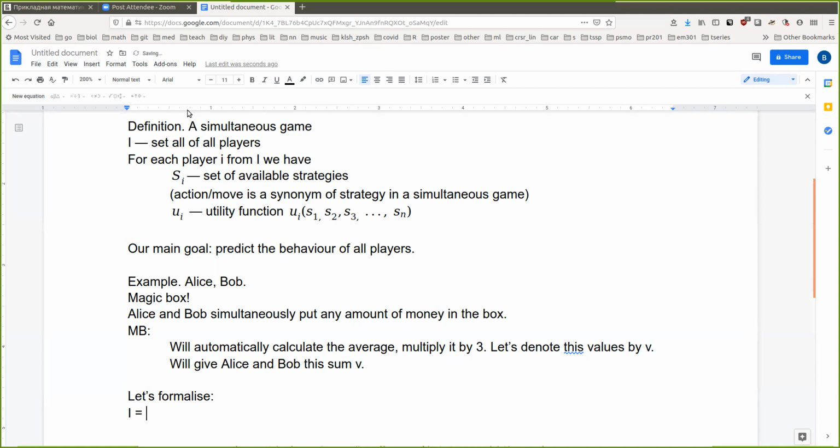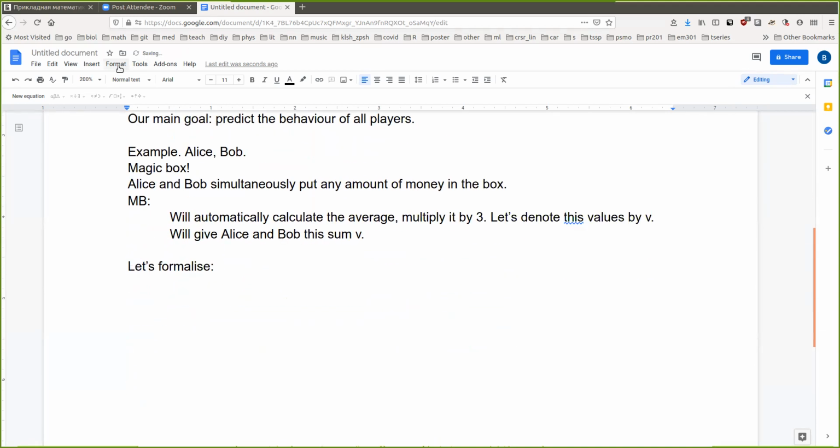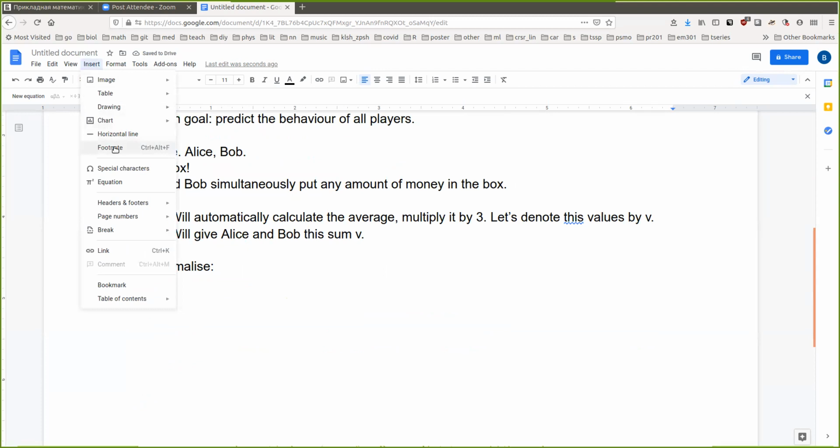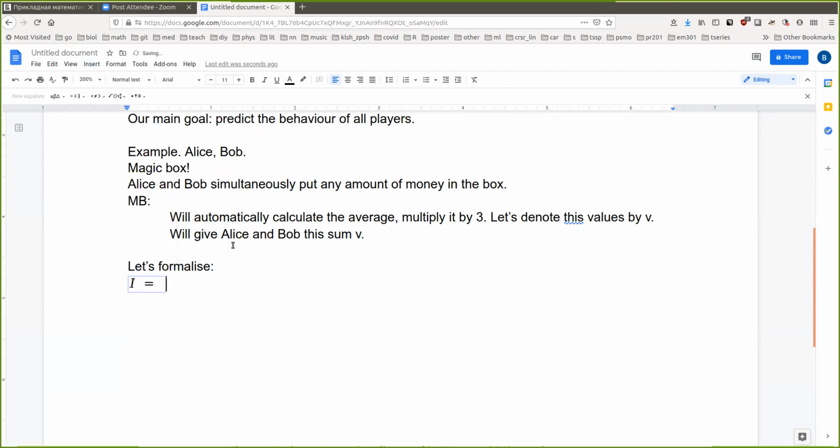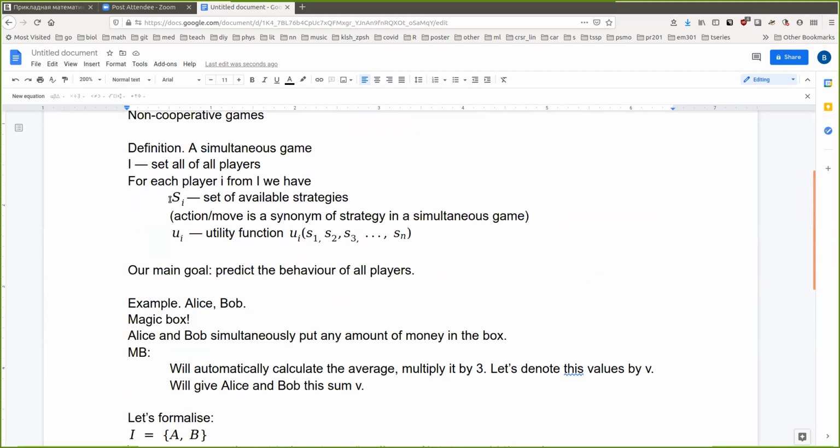So what is the set of players? I is equal to what in this game? Alice and Bob, yeah. We have Alice and Bob. Okay, that's the set I of all players. Now let's describe for each player, for player A and for player B, the set of available strategies.